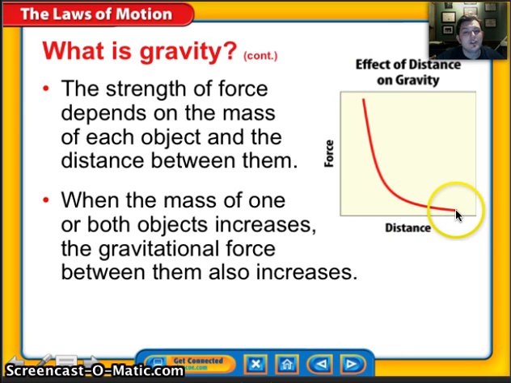There's still a gravitational force, but it's very, very small the farther you get. Just think about this. Jupiter right now has a gravitational force pulling on you, but it's so far away you would never recognize it, okay? So the mass of one object increases, gravitational force also increases. The bigger the objects are, the more gravity will pull on each other.